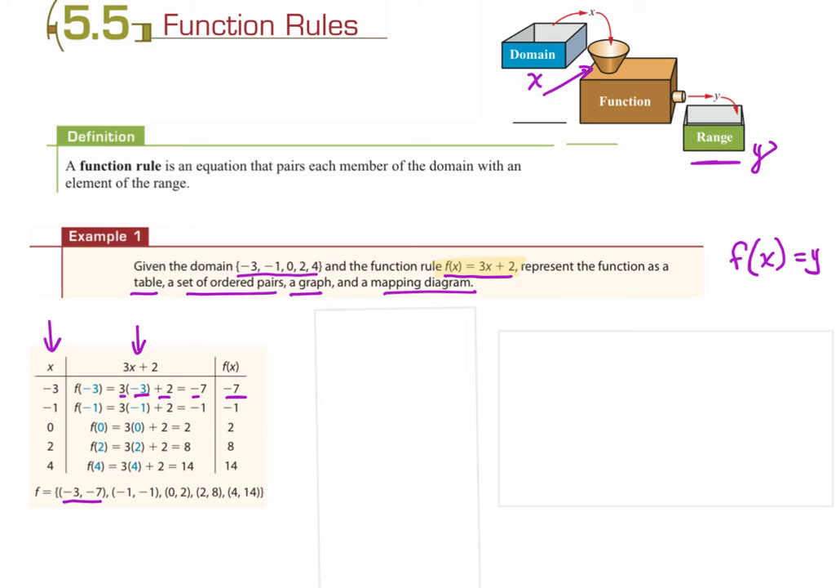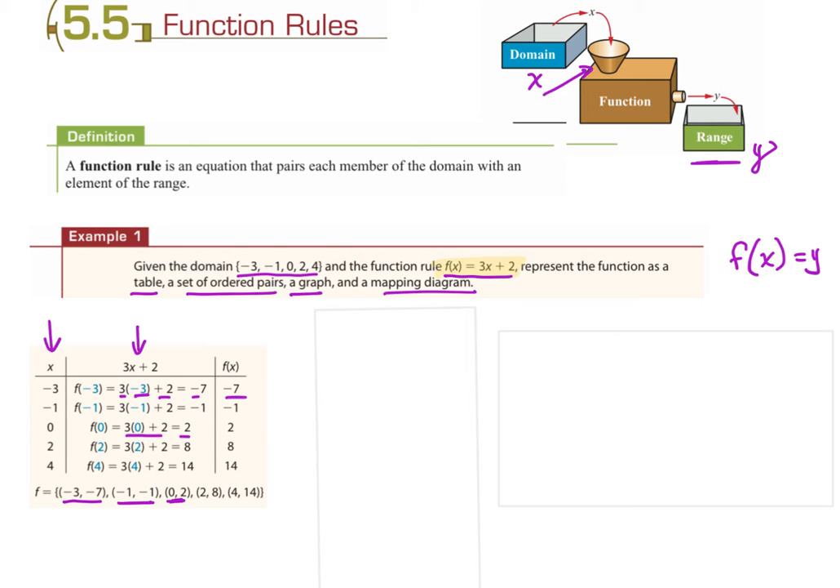-1: when you plug it in, 3 times -1 is -3, plus 2 is -1. So you'll see that my x value of -1 gave a y value that was also -1, because that's what I got when I plugged it in and solved. 0: what happens when I plug in 0? 3 times 0 is 0, plus 2 equals 2. So you'll see that my ordered pair here was (0, 2).